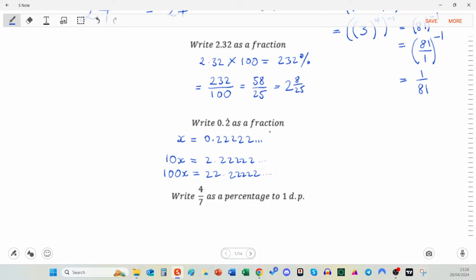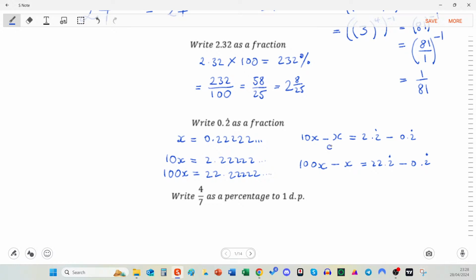The 2 that recurs. And I could choose many different ones here, actually. I could do 10x, take away x. That's going to give me 2.2 recurring, take away 0.2 recurring. As you can see, that would leave me with 2. I could do, it's going to be a bit unnecessary, but I could do 100x, take away x, which is going to be the 22.2 recurring, take away the 0.2 recurring. And in this instance, it gives us 22. It doesn't really matter. Why don't we look at both?